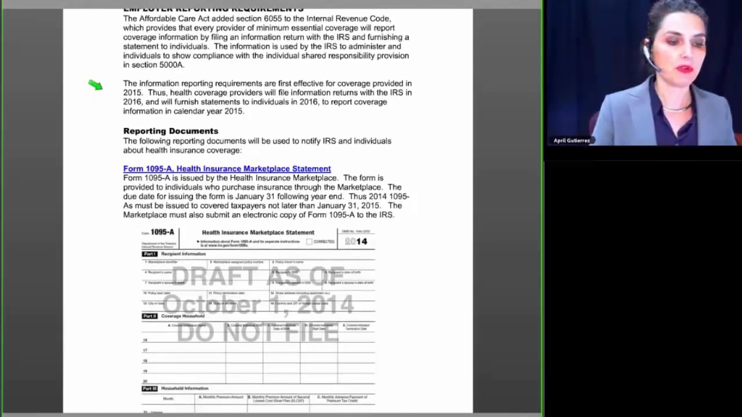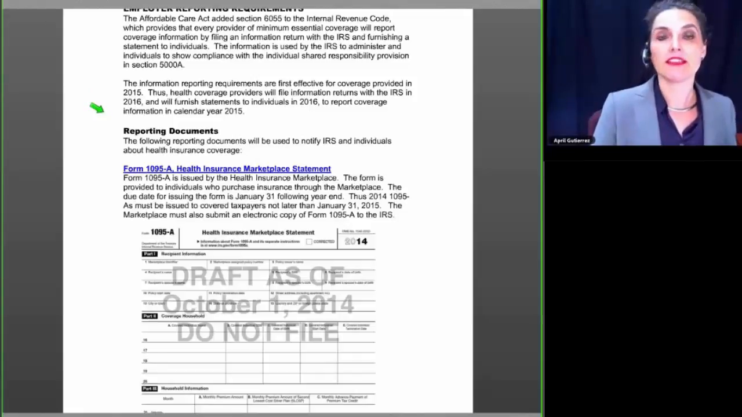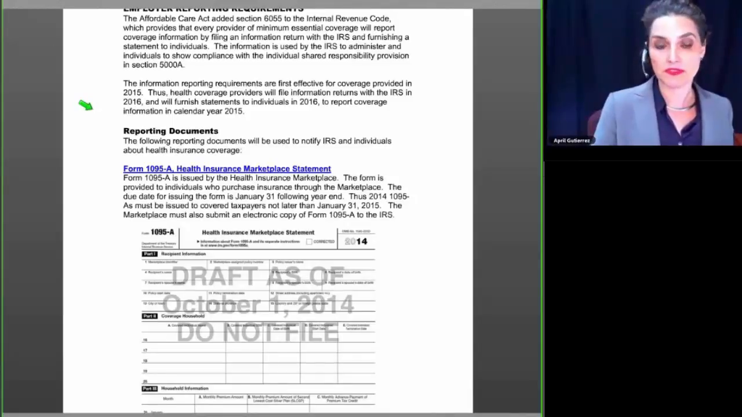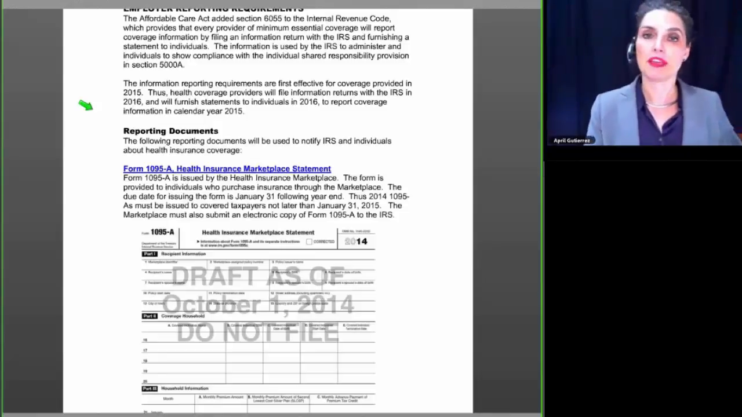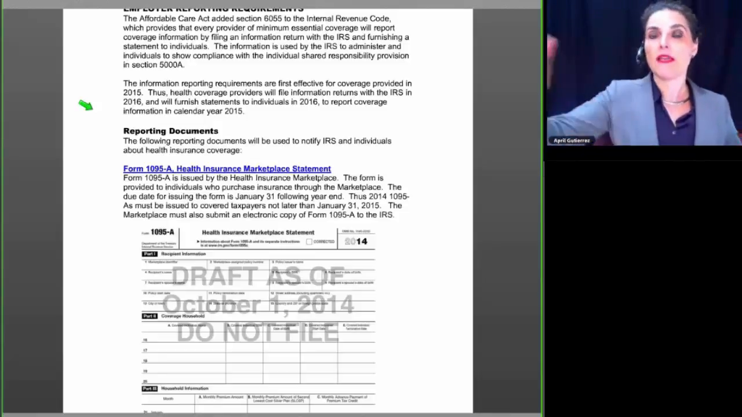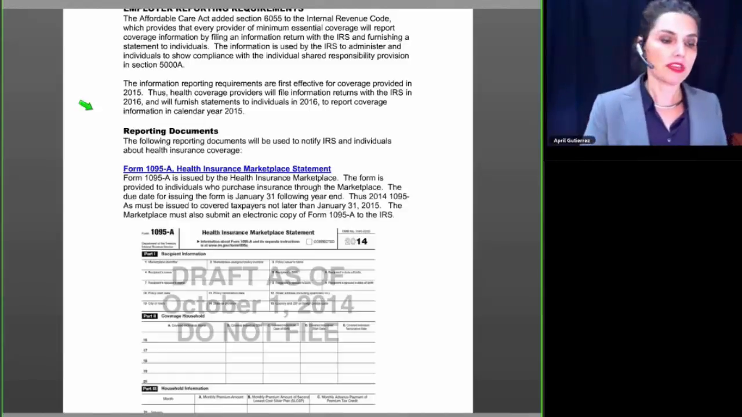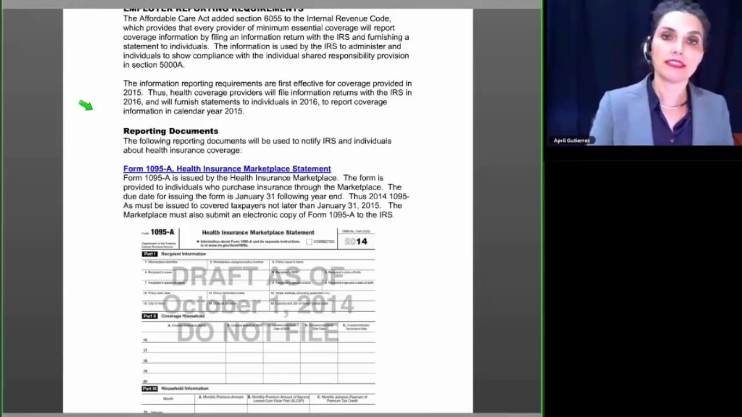So the information reporting requirements are first effective for coverage provided in 2015 by employers. So we're not going to be seeing, at least mandatorily, employers providing a document to their employees for the 2015 tax filing season, because the employer mandate does not become applicable till 2015. The first time we're going to be seeing these documents is 2016. So for 2014, there's no employer requirement to issue reporting documents to employees. But in 2016, employers will need to be issuing them for 2015.